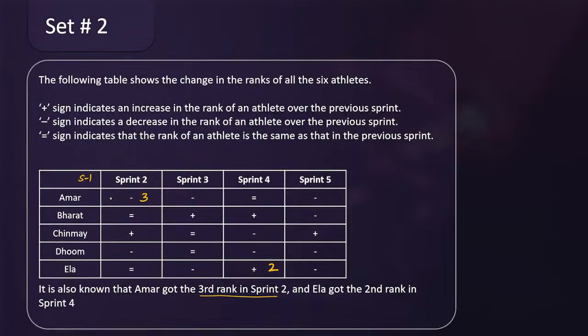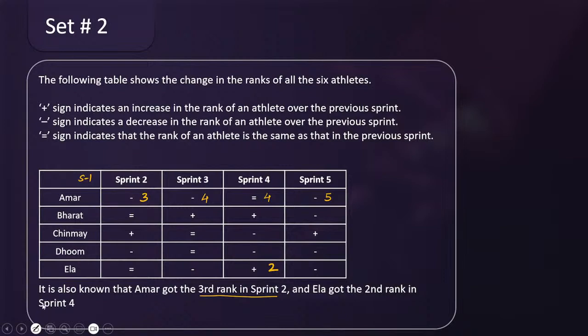ठीक है. So Amar got rank 3 in sprint number 2. Now after that he has a minus, equal to and minus. दो माइनस हैं इसके बाद और प्लस एक भी नहीं है. There is no plus. So if he has rank 3 in sprint number 2, then sprint 3 and sprint 5 will have a decrement in rank and it can become a maximum of 5. So that means there will be minus 1 in sprint number 3. That means he will get a rank 4 here. Next is equal to again rank 4 and then rank 5.